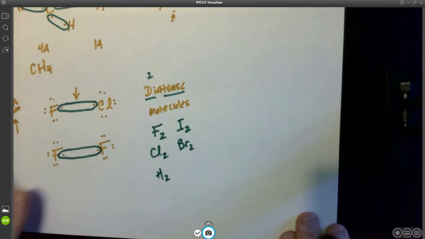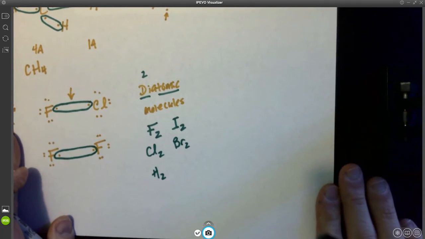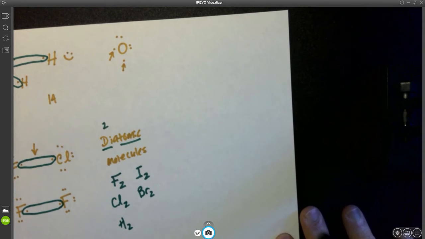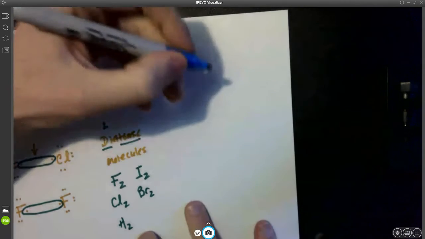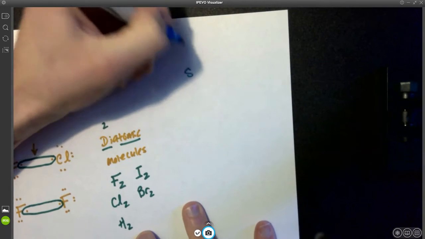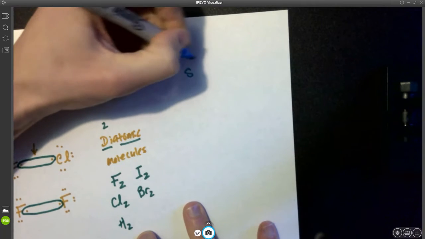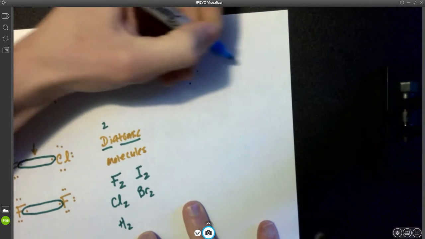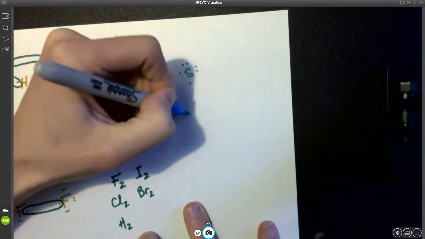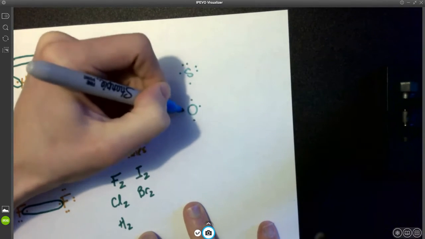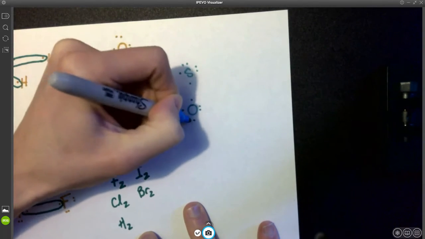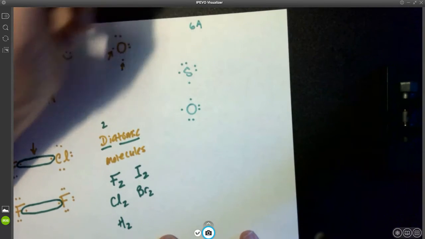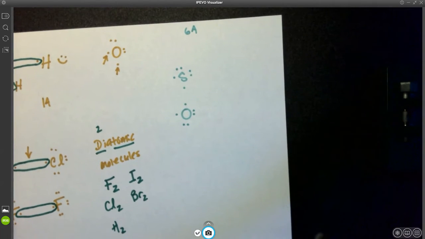All right, I wanted to show you guys one other thing here, just because it's an idea that was glossed over in the notes. So let's do one more example. Let's say I take something like sulfur, which is from 6A. So I've got 1, 2, 3, 4, 5, 6. And then I'm going to take something like, let's go with oxygen. 1, 2, 3, 4. I'm going to skip over here, 5, 6. All right, so they're both from 6A, or 16. They've both got 6 valence electrons.